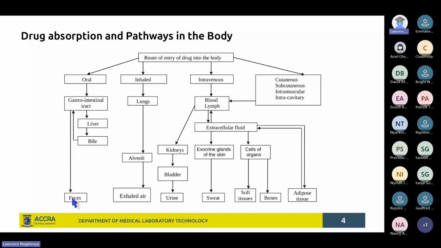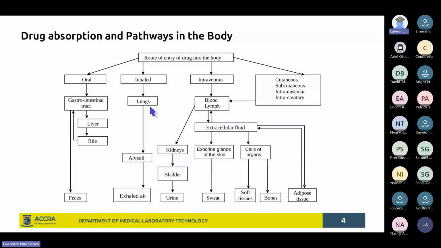We also have some drugs which are taken in by inhalation, so through the nose. And so those drugs will then go into the lungs. And in the lungs, they get into the small pockets of the lungs, what we refer to as the alveoli, which are packed with blood vessels, or say capillaries. And then you have the drug substance getting absorbed in the alveoli into the bloodstream.